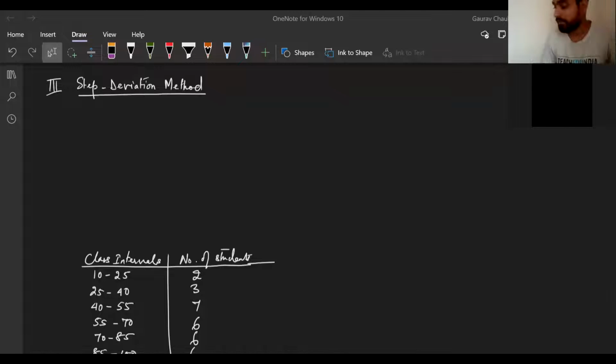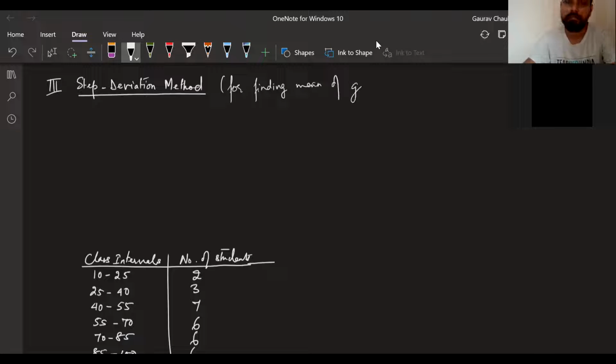All right. So we're going to go to the third method for finding mean of group data. Again, this is method for finding mean of group data. All right. Step deviation method. I wanted to put the Roman number and write it down. Also, if you have not put a Roman number in the first two methods, put that also. Preferably write it in a fresh page unless you have a lot of space remaining.